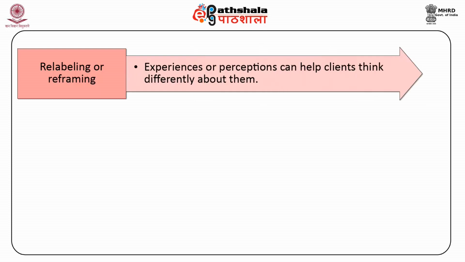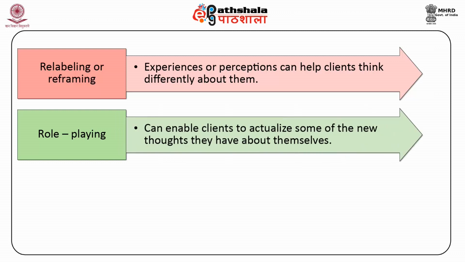Relabeling experiences or perceptions can help clients think differently about them. For example, a woman who had few dating experiences at the age of 35 stopped thinking of herself as a failure and instead viewed herself as a late bloomer. Role playing can enable clients to actualize some of the new thoughts they have about themselves. For example, a man who had developed a more positive view of his abilities role played sharing his accomplishments with his friends, asking his supervisor for a raise, and inviting a colleague to join him for lunch.